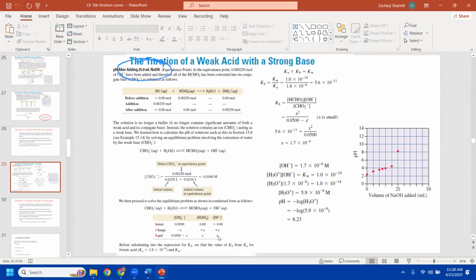What we have to do here is remember we had 2.5 millimoles of our acid to start. At the equivalence point, we add in the same 2.5 millimoles. So we have no more hydroxide and no more HA. But we do generate 2.5 millimoles of A minus. How would we solve for the pH at the equivalence point of this?